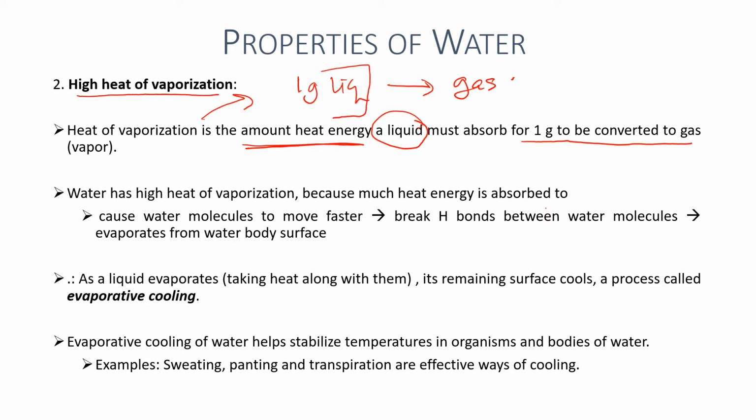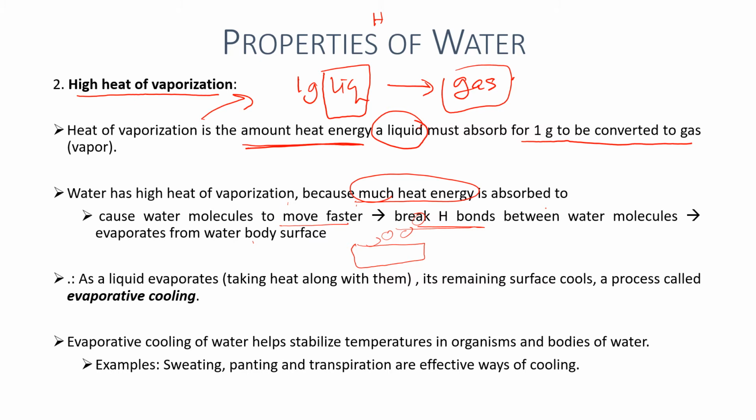Remember, water molecules in liquid form have hydrogen bonds forming and breaking between them, and in the gaseous state the hydrogen bonds are broken already. So the water molecules will be further apart from each other. Water has a high heat of vaporization because much energy is absorbed to break the hydrogen bonds between the water molecules in the liquid state. This causes water molecules to move faster as hydrogen bonds are broken, and causes the water molecules at the surface of a water body to be released through the process of evaporation.